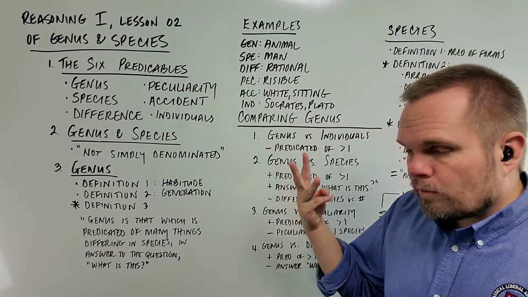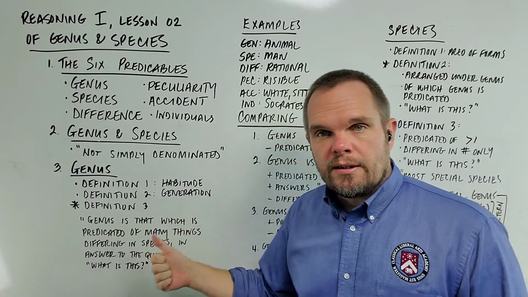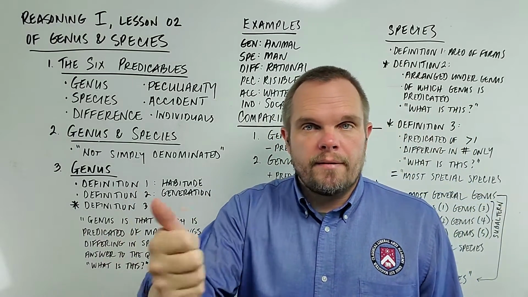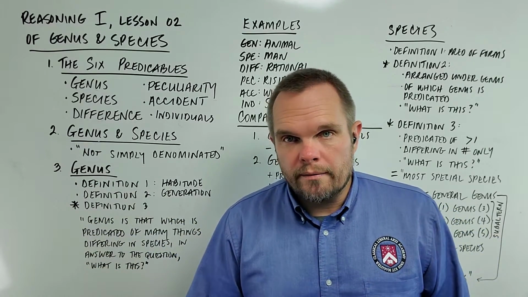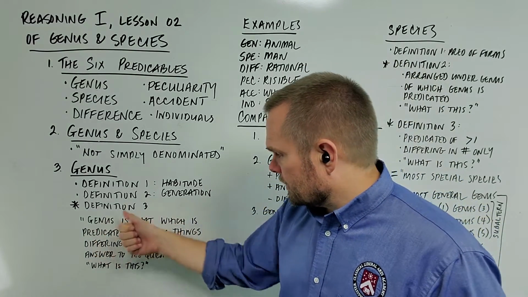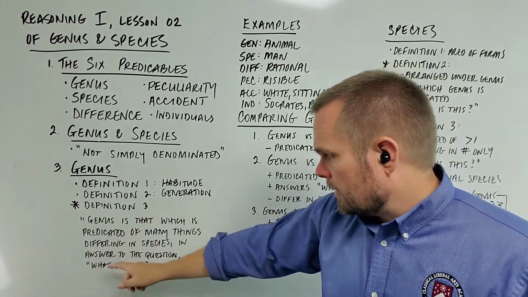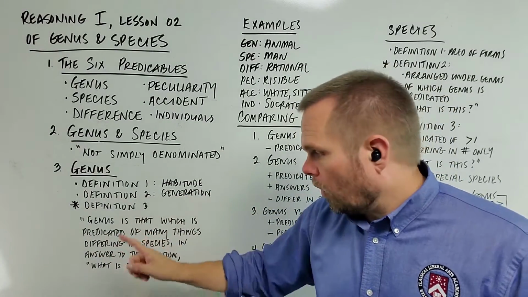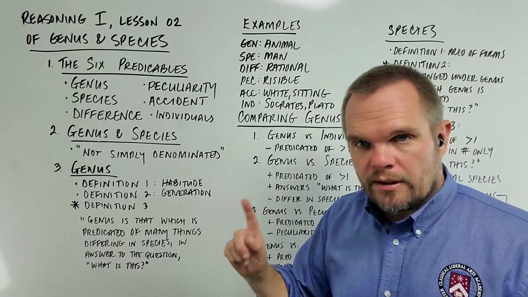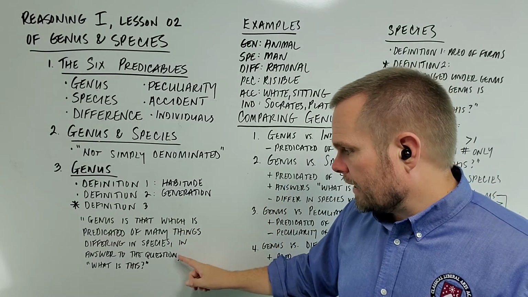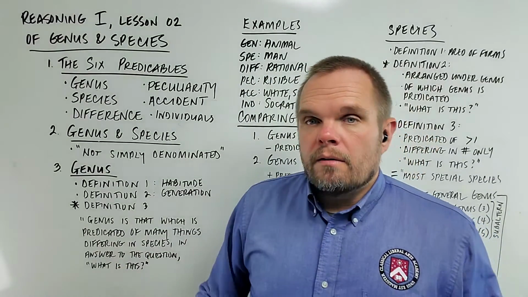Okay, so there are three important points in this definition. The first is that genus is predicated of many things, and many doesn't mean 1,000. Many means more than one. Okay? A genus is that which is predicated of more than one thing. That's the first point. And those things all differ in species. Okay, they differ in species, and you'll see why that's important in a minute. And they answer the question, what is this? Okay? So, very simple example.